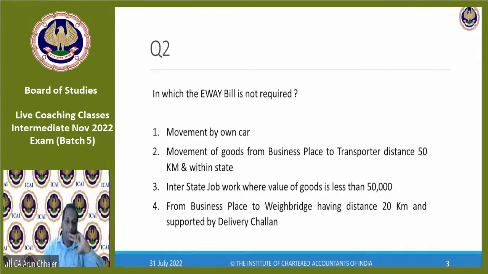Movement by own car, I am taking it in my own car. Movement of the goods from business place to the transporter, distance 50 km and within the state. Interstate job worker where value of the goods is less than 50,000, and from business place to the weighbridge having a distance of 20 kilometers supported by delivery challan. Question 2 is really good. So majority are with option number 4 and one participant.